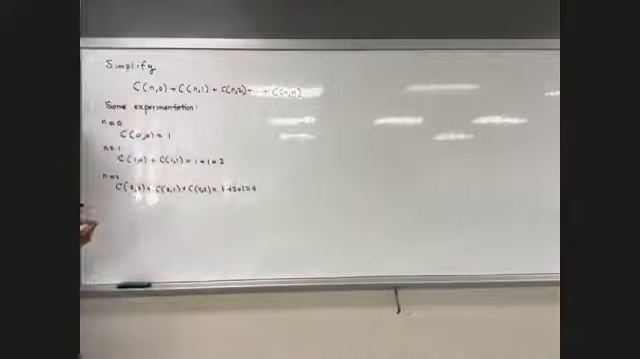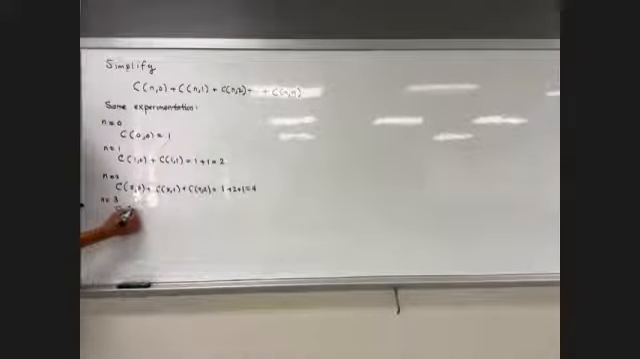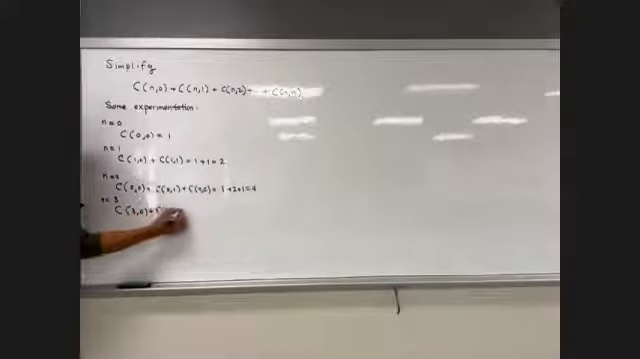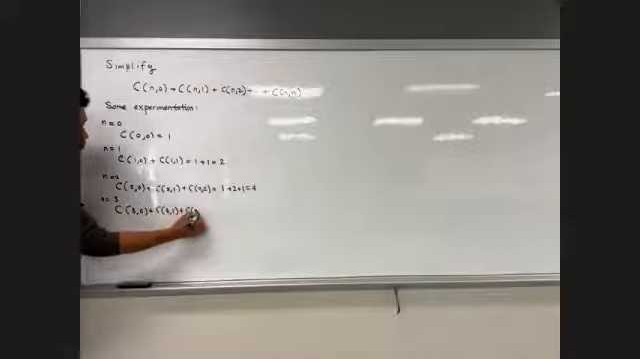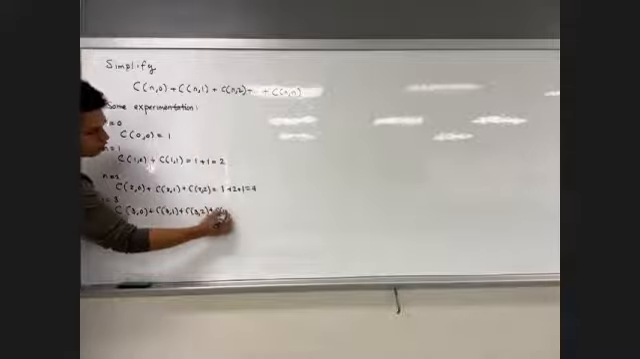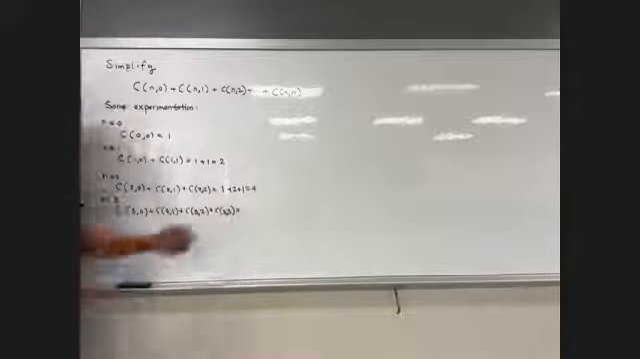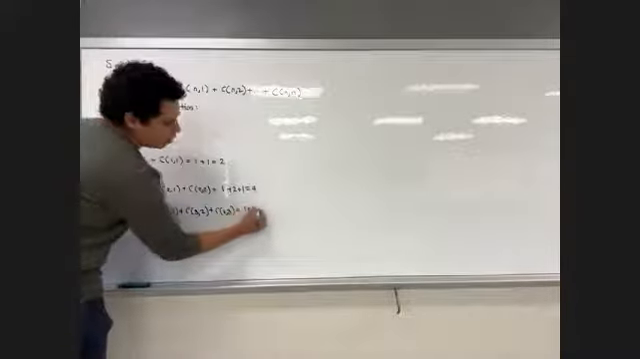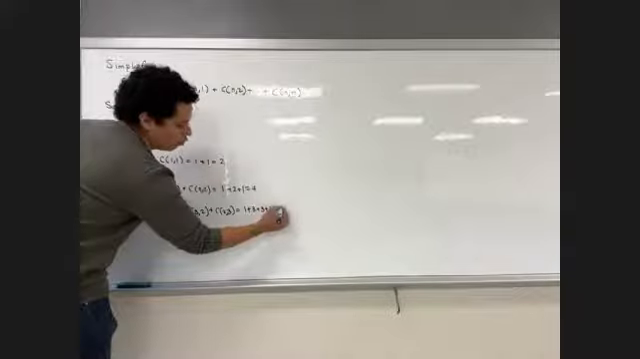Take one more. So I say n is 3. Well, for this case, I have C(3,0) plus C(3,1) plus C(3,2) plus C(3,3). In this case, this is 1 plus 3 plus 3 plus 1, which is 8.